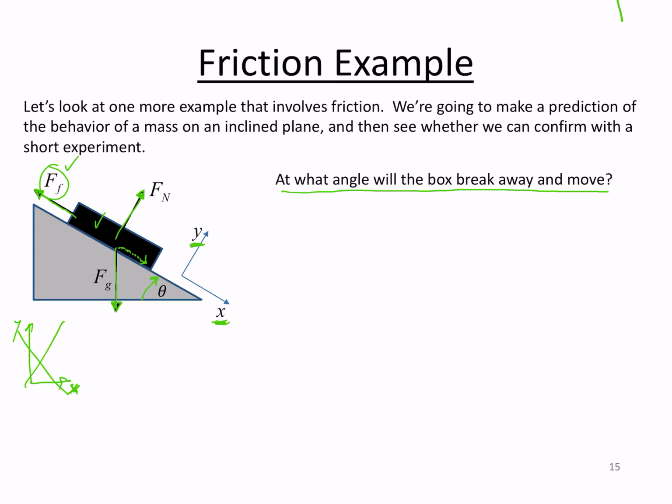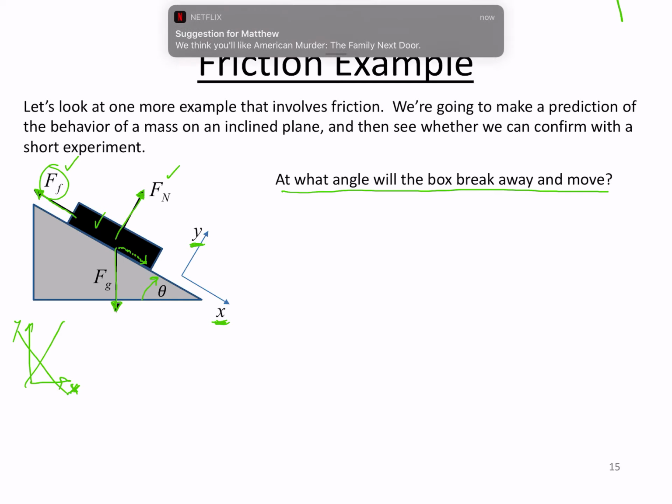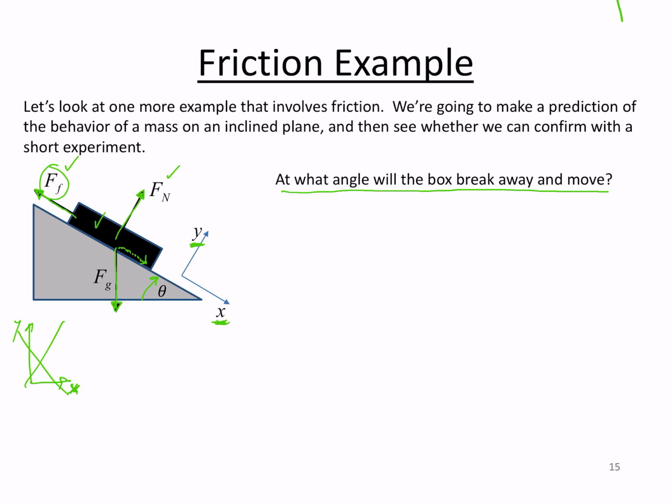And two, it's just going to make the mathematics simpler, because we've already got two of these forces, the force of friction and the normal force, aligned with the X and Y axes, respectively. The only one that's off axis is the force of gravity, and we know how to deal with that kind of thing. We can split it into its components, and off we go.